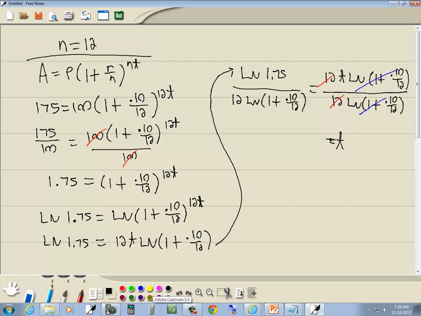Now we're ready to plug that into our calculator. Now the trick is, if you have more than a single number, a single variable, a single log on top or bottom, you have to put parentheses around it. So we have to put parentheses around the bottom. Now if you're not sure about the top, go ahead and put parentheses around it. It doesn't hurt anything.